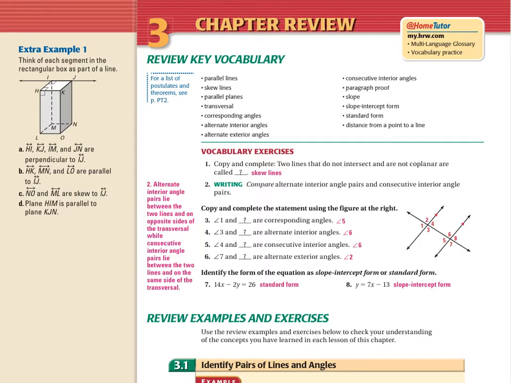Number 1 says copy and complete. The 2 lines that do not intersect and are not coplanar are called what? These would be skew lines. If they don't intersect and are coplanar, then they'd be parallel lines. That's the difference between the two.